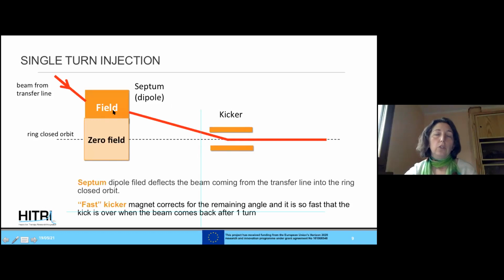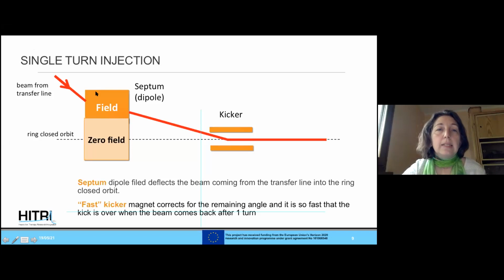What do you need for injection? For the injection, you have your circumference. We call it a ring closed orbit. Eventually, it will close and make the circumference. And then you have the beam coming from a transfer line. Here you have your source, your linac, and then a transfer line that will bring the beam to the synchrotron. And then you have a septum.